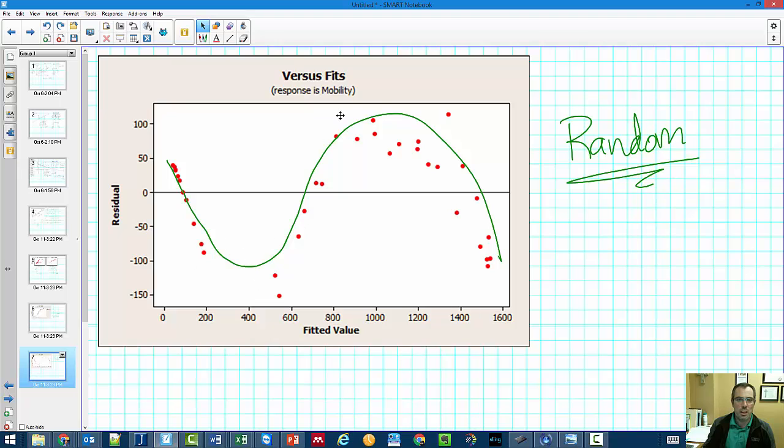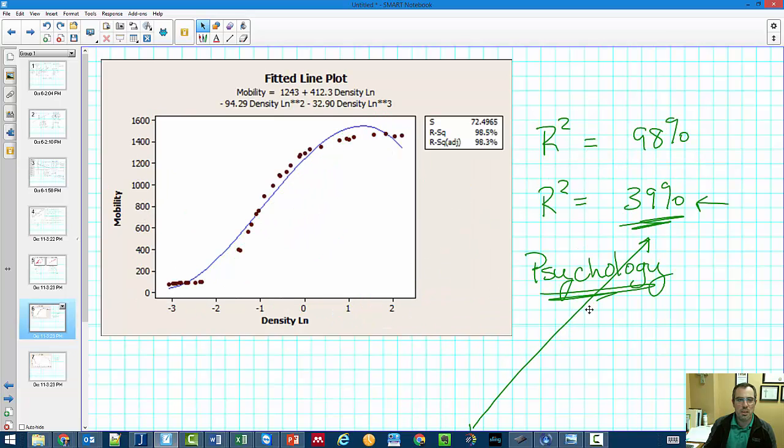Above the line, below the line, above the line, below the line. I don't like that pattern. That tells me this would have been better with the one that they had, this exponential regression. All right, so keep that in mind.